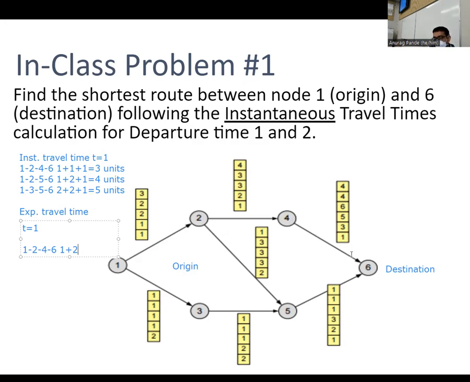What happens next? To go from 4 to 6, what do I need? 6 minutes, right? So I need to add 6 units of time to my travel time. So my travel time now would be 6 plus 2 plus 1. It's 9 units, if I'm doing experience travel. Okay. Let's do it for 1, 2, 5, 6.